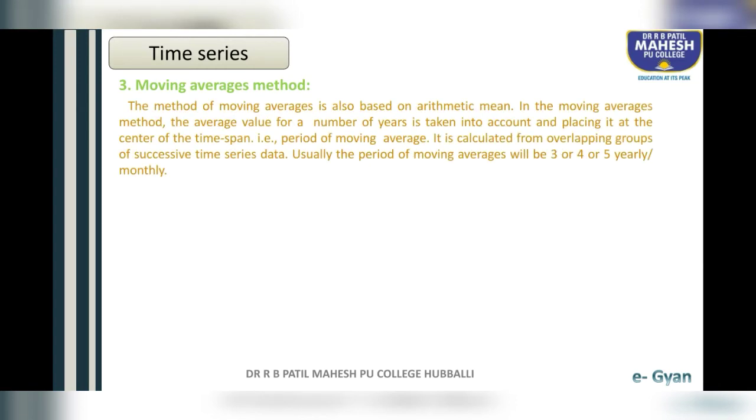The method of moving averages is also based on the arithmetic mean. In the moving averages method, the average value for a number of years is taken into account and placed at the center of the time span, that is, the period of moving average. It is calculated from overlapping groups of successive time series data. Usually the period of moving averages will be 3, 4 or 5 yearly, or it may be monthly.